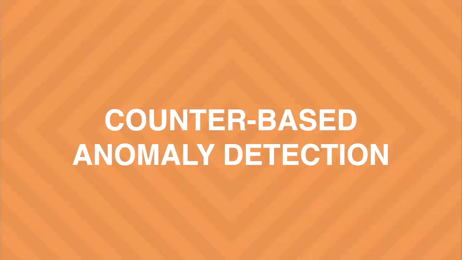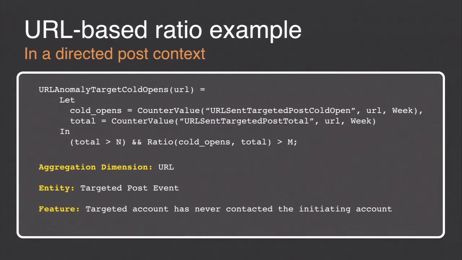So let's go to a specific example. Here's one where we're trying to classify URLs. The context here is directed posts. We have some attacker, they control some amount of accounts, and they're sending spam through some directed post context. This is any type of thing where you have a sender who intentionally picks a recipient, like a wall post or a direct message. But the point is it's not a broadcast.